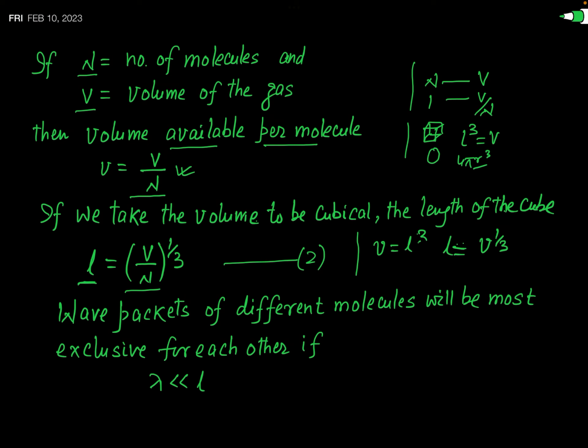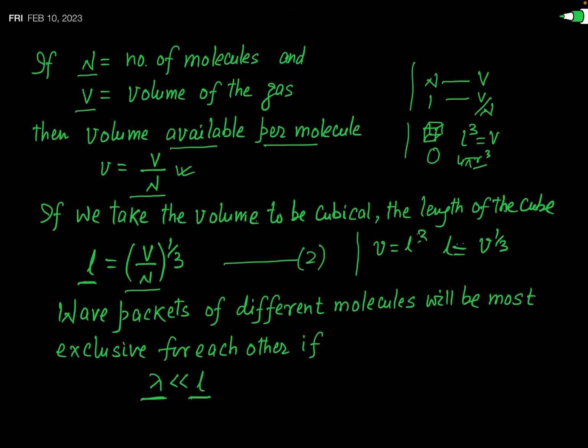Actually, this will happen only when the wavelength associated with the molecule is much smaller than the extension of the space L of the molecule. So the basic criterion for the non-overlapping of wave packets, for the individual identity of molecules, will be what? Lambda must be smaller than L, much smaller than L, not just smaller but much smaller.